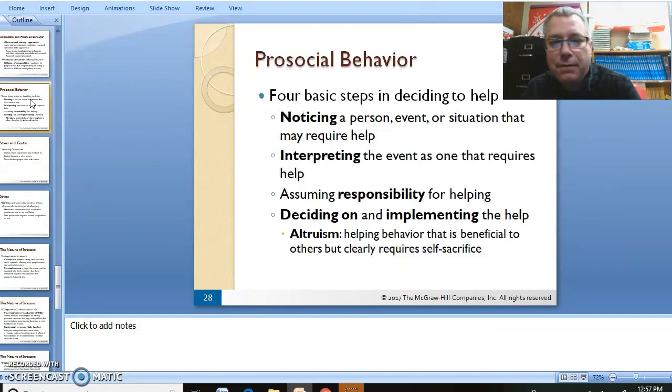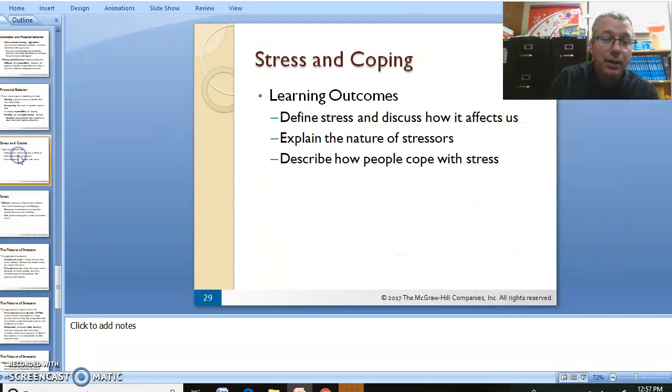Pro-social behavior: noticing a person who needs help, interpreting whether or not they require help, assuming responsibility to help that person, and deciding on implementing help. Alright, altruism is just doing good things for people and requiring self-sacrifice. Get up and do something. Don't be afraid of being willing to stick out of the crowd.